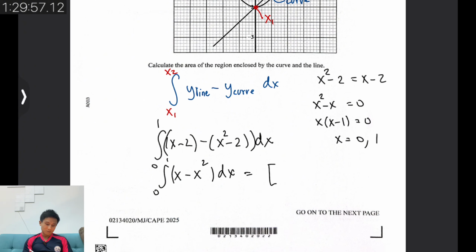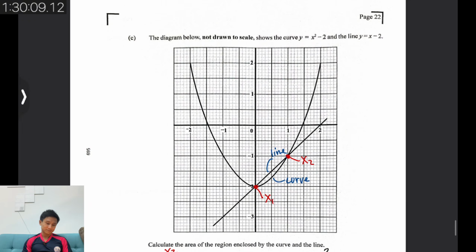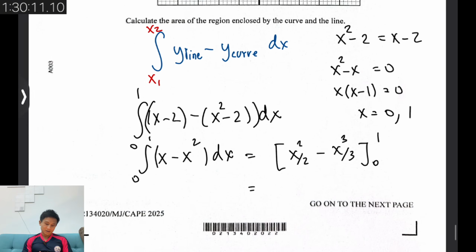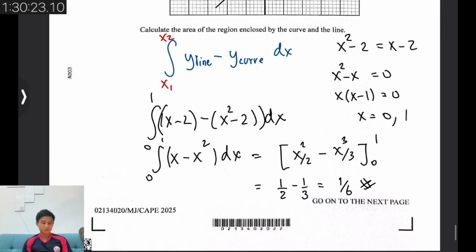So integrating that, we get x squared over 2 minus x cubed over 3. The bounds is 0 to 1. Okay, and after that, you just sub in the bounds, you get the area. That's it, home free. Subbing in 0, everything disappears, so I'm just going to sub in 1, so that's 1 over 2 minus 1 over 3, so that gives me 1 over 6. Nice. Yeah, so that's it.